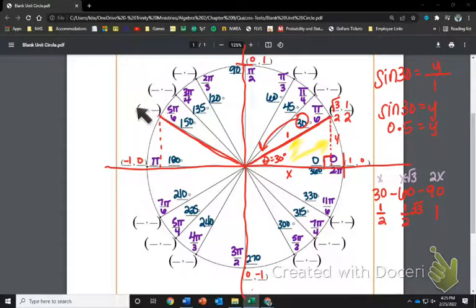The only difference is on this side, the x values are negative. So I'm going to make it negative square root of 3 over 2, comma, 1/2. And I can do the same thing in the quadrant below. This is the exact same position on the unit circle. And this time both the x and the y values are negative. So this will be negative square root of 3 over 2, comma, negative 1/2.